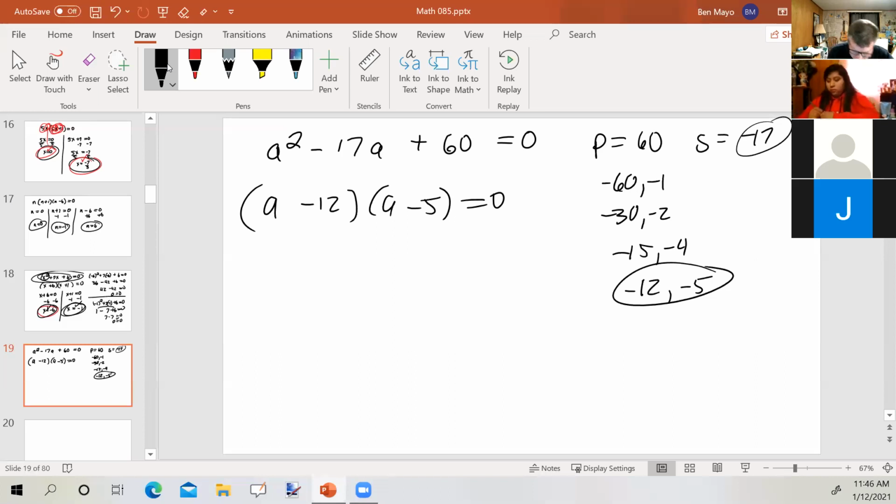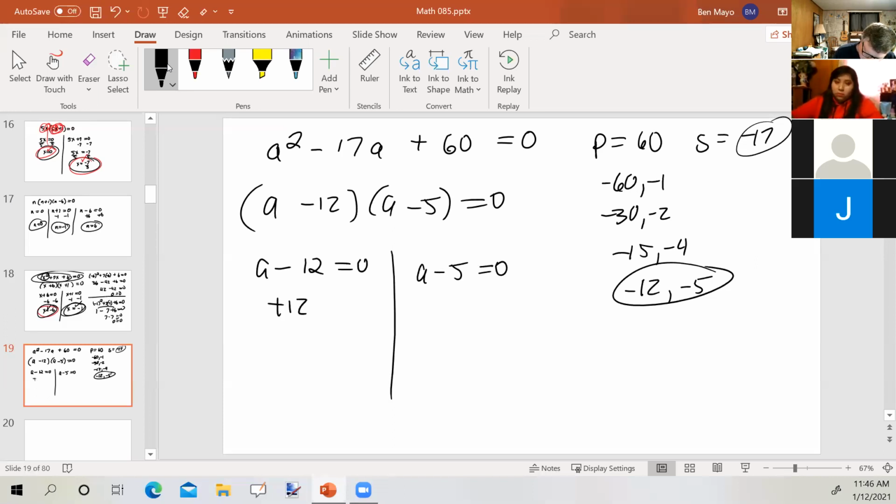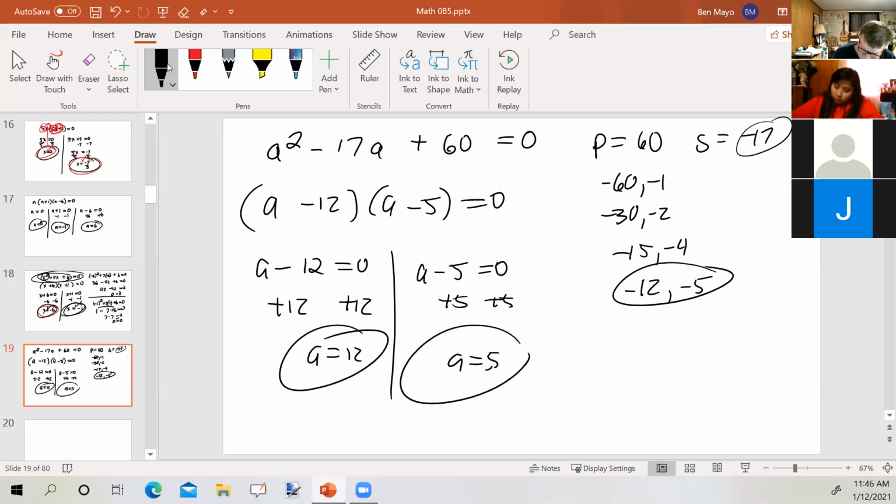Okay. So now a minus 12 equals 0, a minus 5 equals 0. Add 12 to both sides: a equals 12. Add 5 to both sides: a equals 5. And if we plug 12 in here and here, it should come out to 0. If we plug 5 in there and there and check it, it should come out to 0. Do you want me to check this one, or are you okay with it? No one has an opinion.